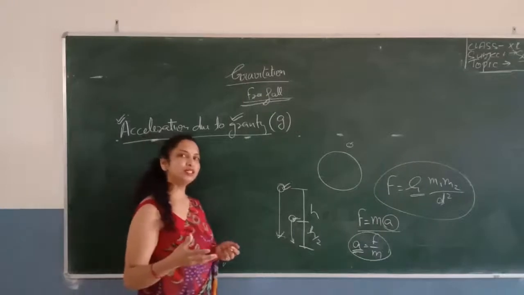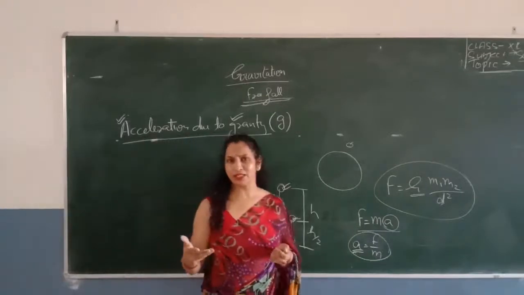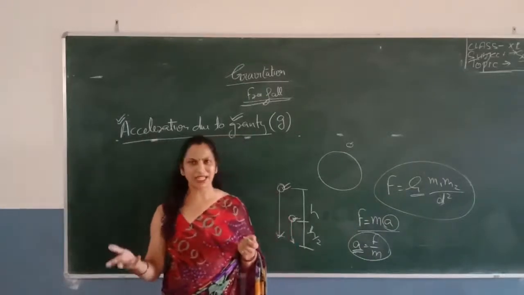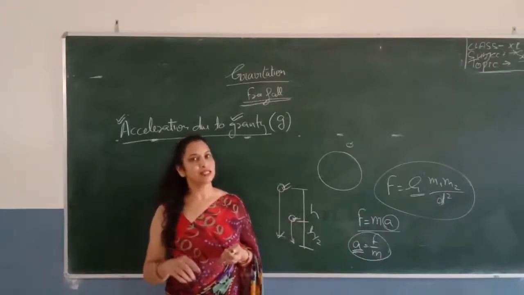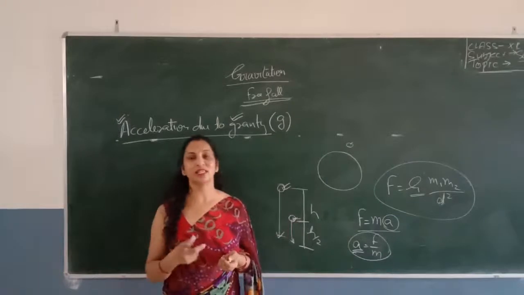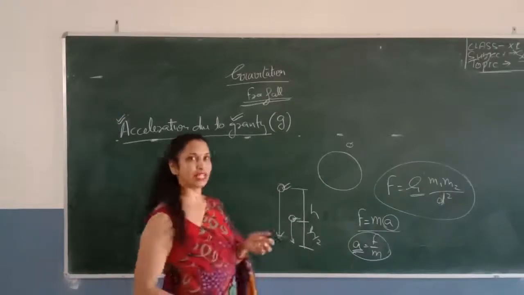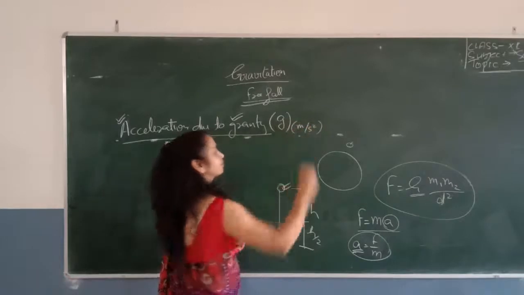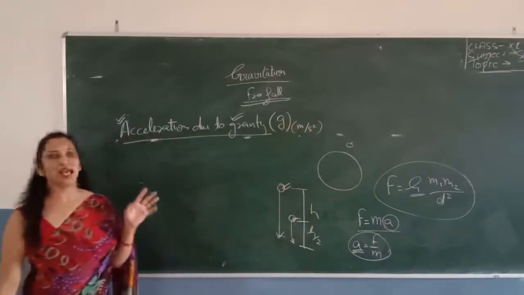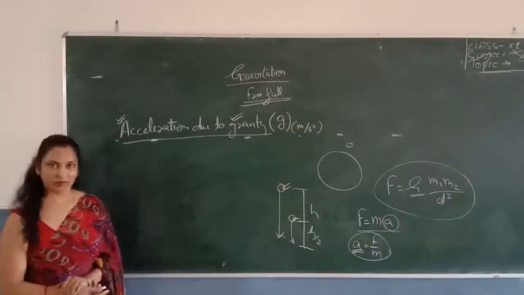Like all other accelerations, it is represented by the SI unit of meter per second square. All accelerations have the unit of meter per second square. So the acceleration due to gravity has the same SI unit, that is meter per second square. Okay, so this is the acceleration due to gravity.